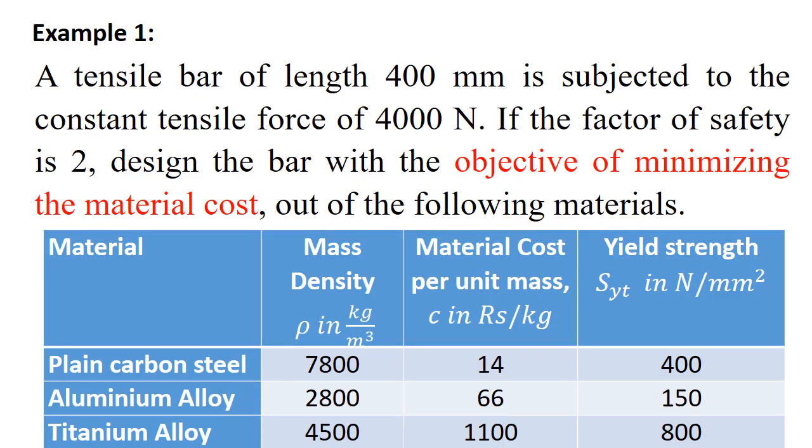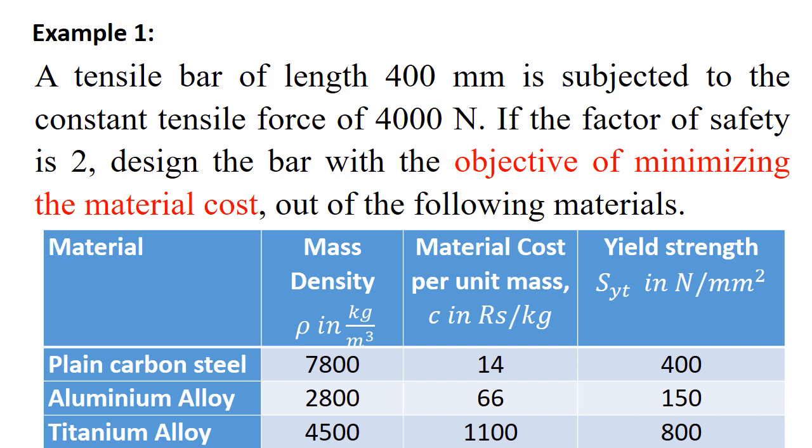So this is the same problem which I have written for the purpose of solution. Again, let me repeat what the problem is. A simple tensile bar of length 400 mm is subjected to a tensile force of 4000 Newton. Factor of safety is 2. Design the bar with the objective of minimizing the material cost out of the following materials: tin, carbon steel, aluminum alloy, and titanium alloy. The densities, material cost, and yield strength are also given in 3 columns.